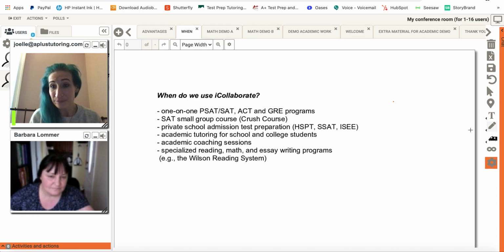And then we use it for HSPT, SSAT, and ISEE test preparation. You see now I'm painting on the whiteboard, my little orange star there. We use it for all different kinds of academic tutoring and academic coaching, as well as for specialized reading, math, and essay programs like the Wilson Reading Program or the Math Teachers Press Program.